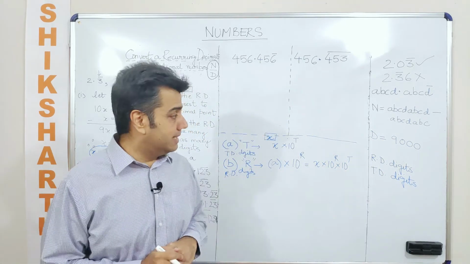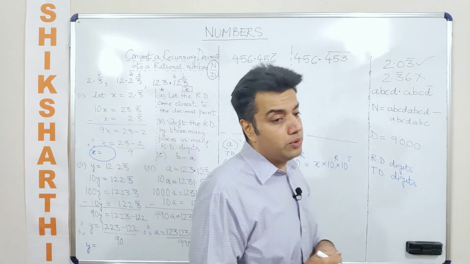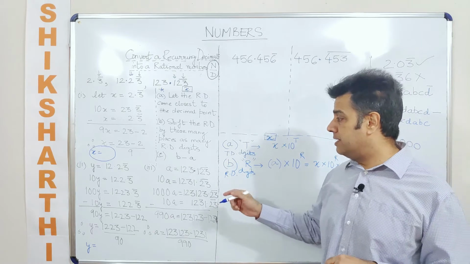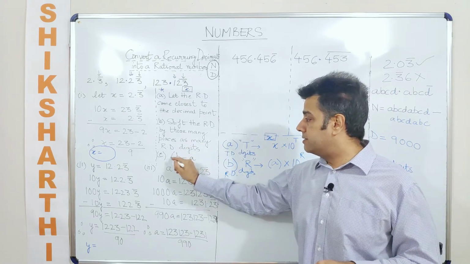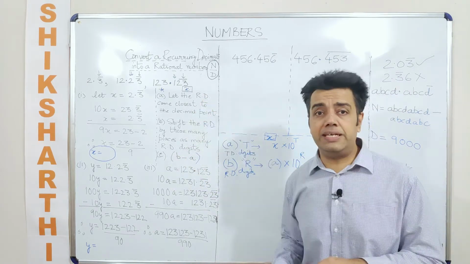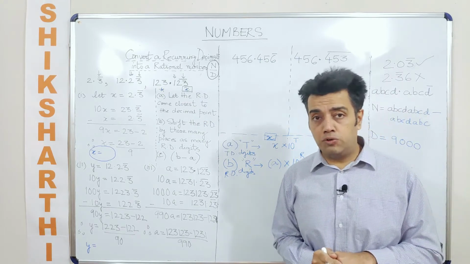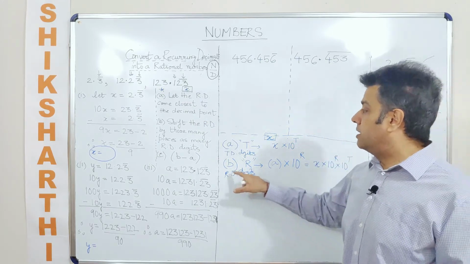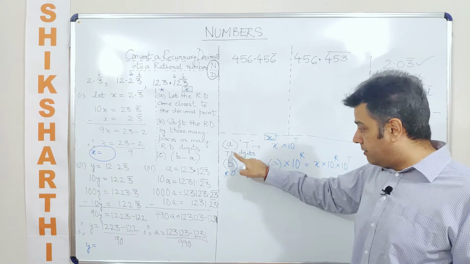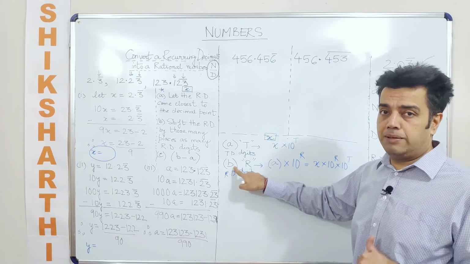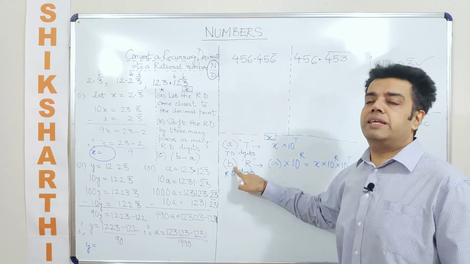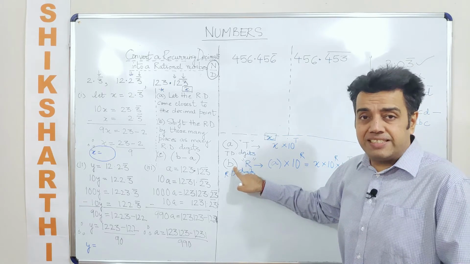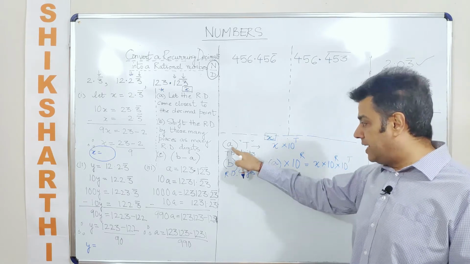Once you have done this, then you need to take it to a next level. Now what is the next level? You have to terminate the recurring decimal. How do I terminate the recurring decimal? I need to subtract A from B. I repeat, in order to terminate the recurring decimal digits, I need to subtract A from B.